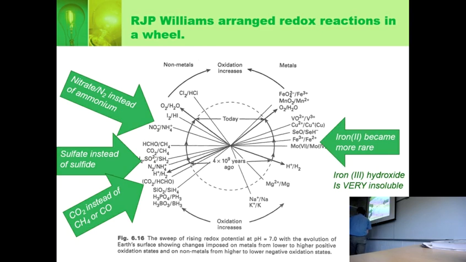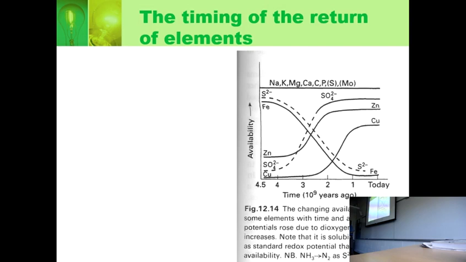And the biggest thing is iron 2 became more rare. It's a very useful molecule, but it became iron 3, and then it dropped out of solution because iron hydroxide 3 is very insoluble. So you can turn those graphs into a timeline like this, where you can talk about concentrations over time, and realize that this is a crude approximate measure, but it does make certain predictions. Iron goes down, sulfide goes down, sulfate goes up, the version with oxygen.